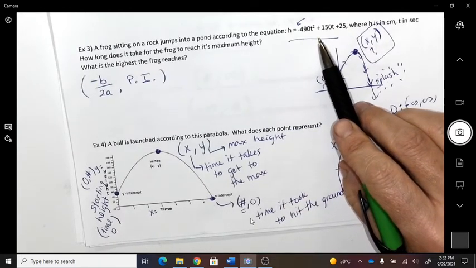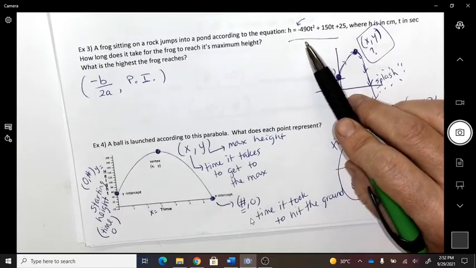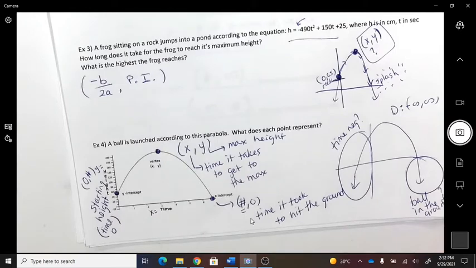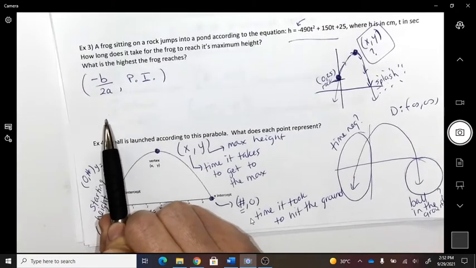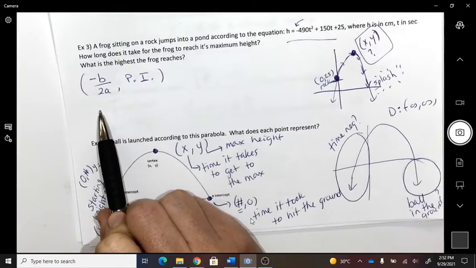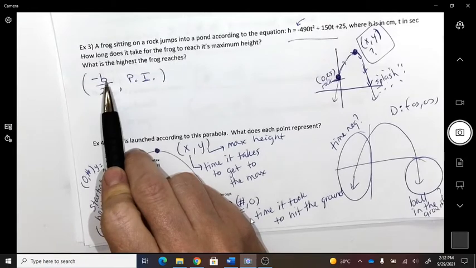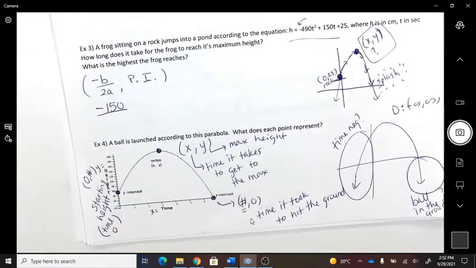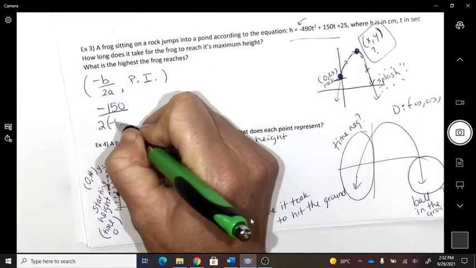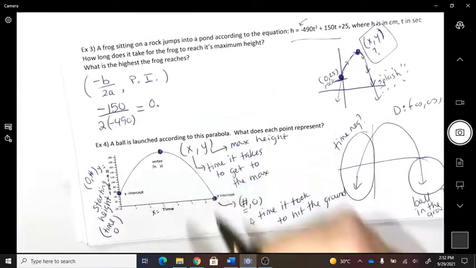Are you trying to complete the square on that? I think 75 squared. Are you factoring out the 490? Okay. Big number. Can you go 3 decimal places with this? Okay, so what are you putting here? Negative b. Negative 150 over 2 times negative 490. Can you give me 3 decimal places? It's a small number.